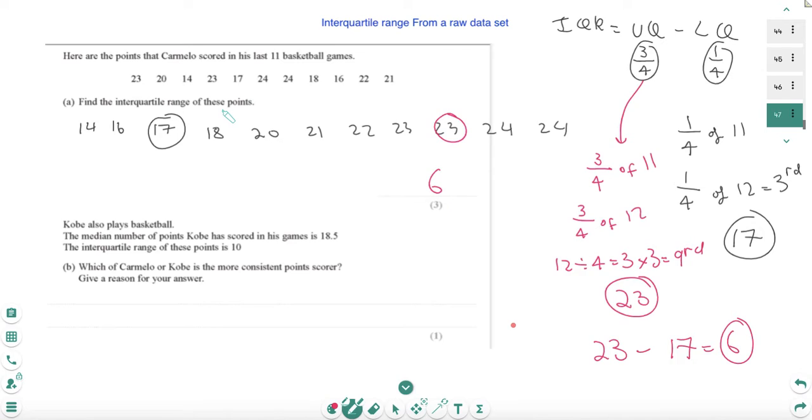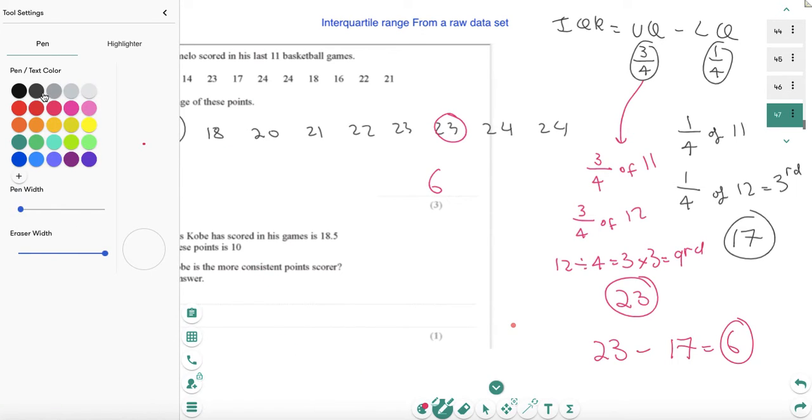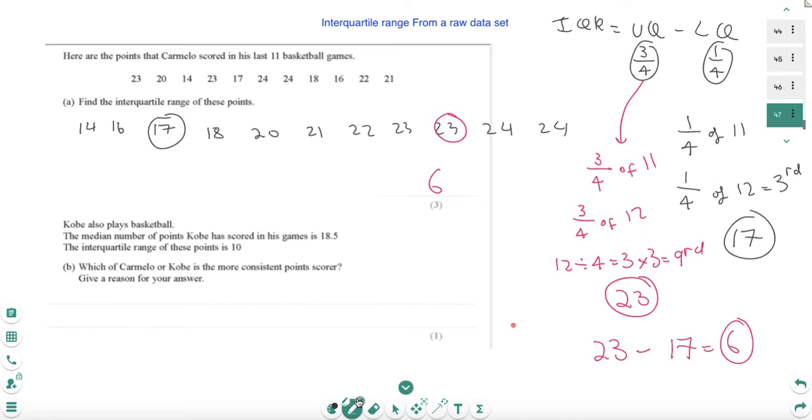Kobe also plays basketball. The median number of points Kobe has scored in his games is 18.5. The interquartile range of these points is 10. Which of Carmelo or Kobe is the more consistent scorer? All right. So let's visualize this by drawing a little number line for both players. So let's call this the Carmelo line, this the Kobe line.